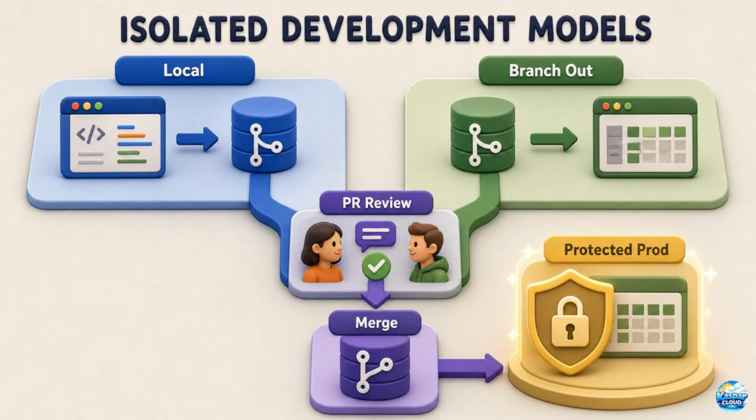A strong Fabric development model avoids direct changes in shared production workspaces. Developers should work either locally in tools such as Power BI Desktop or VS Code, or inside isolated Fabric workspaces created through the branch-out experience. In a local workflow, developers clone the repository, edit supported project files, commit changes, push a branch, and open a pull request. In a Fabric native workflow, a developer branches out to a separate workspace connected to a feature branch, makes changes in the service, then commits back to Git. Both patterns protect the shared team workspace from unfinished work. The key principle is simple. Development should be isolated, reviewed, and merged before release.